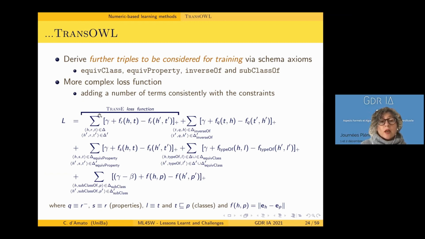So as you can see here, the loss function adopted by TransAul is the very same loss function adopted by TransE with the addition of different components, each one representing the bunch of triples that are generated with respect to the corresponding axiom that has been considered. So this component stands for the loss function that needs to be computed when triples coming from considering the inverse of axioms are taken into account. The same for the equivalent property axiom, for the equivalent class and subclass of axioms.